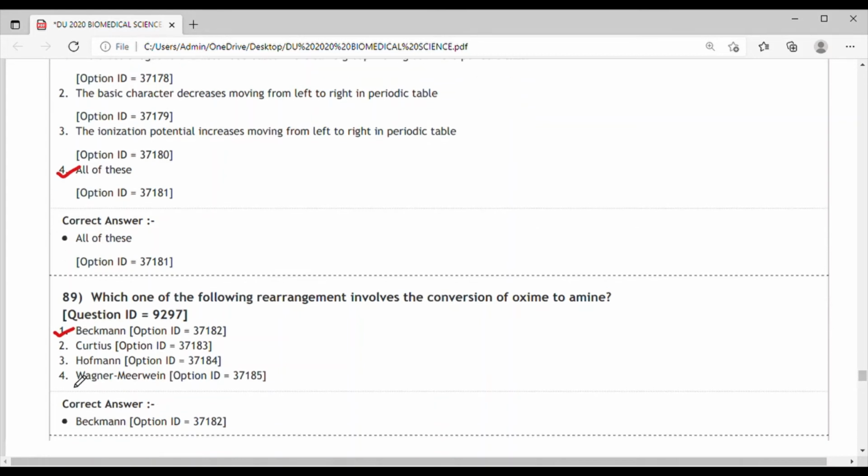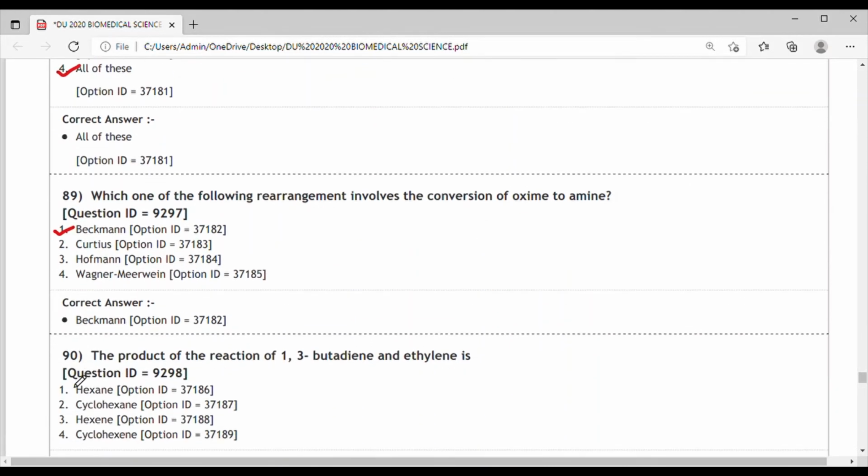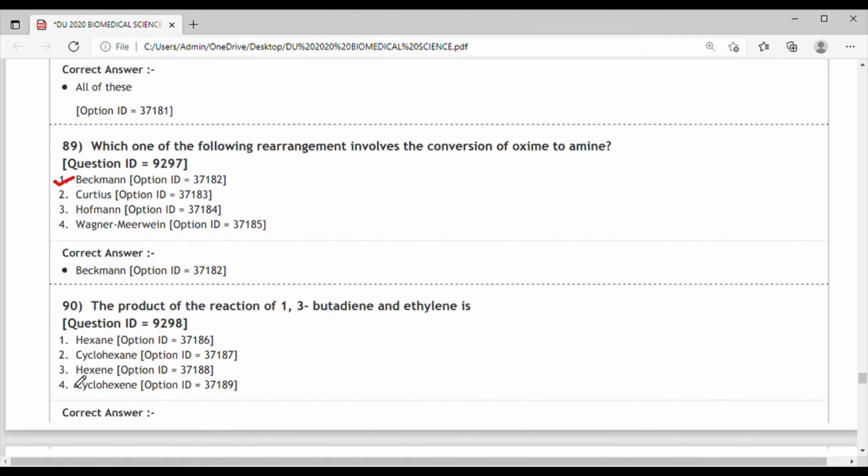Next question, question 90. The product of the reaction of 1,3-butadiene and ethylene is, the correct answer for this is cyclohexene. Option 4 is the correct answer.